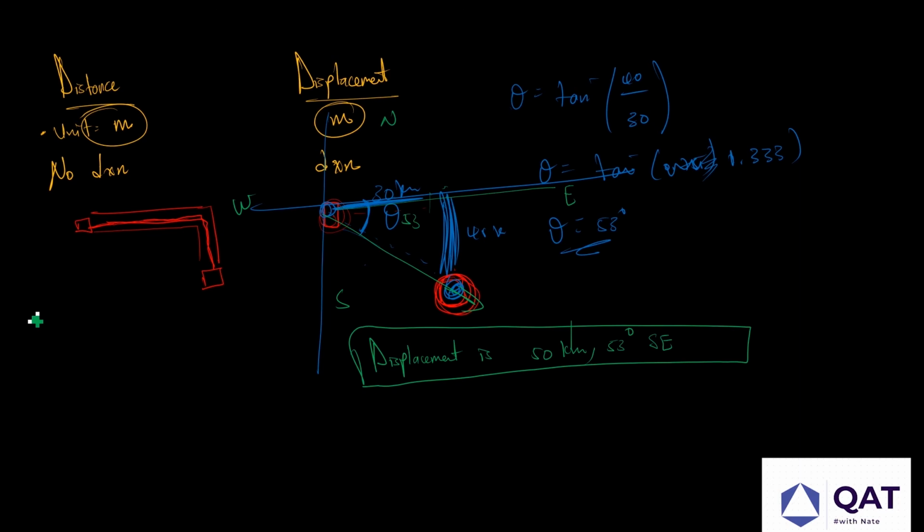However, when I write distance, I would just write the distance traveled is 30 plus 40, just 70 kilometers. I don't need to specify the direction. Okay.